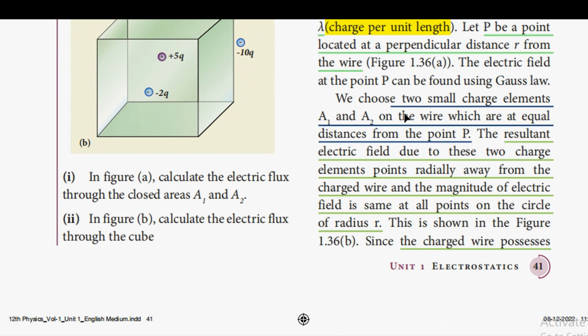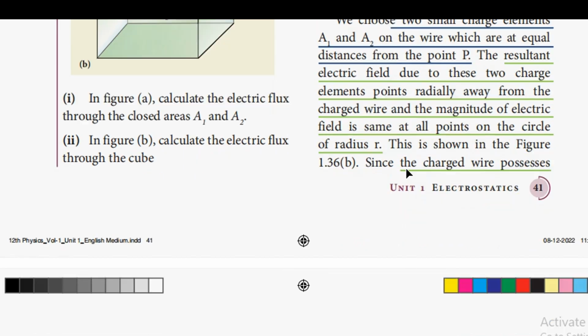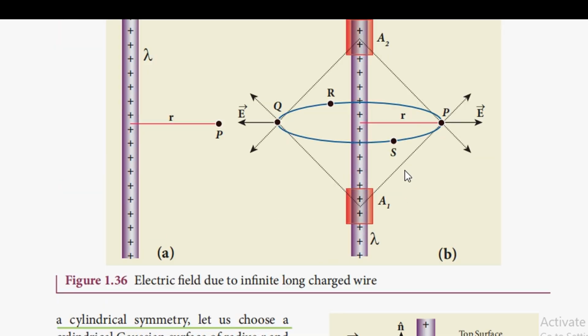For this, let us choose two small charge elements A1 and A2 on the wire which are at equal distances from the point P. The resultant electric field due to these two charge elements points radially away from the charged wire. The magnitude of electric field is same at all points on the circle of radius r, and that is given in this diagram here.